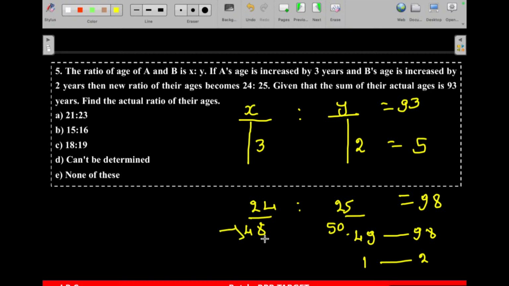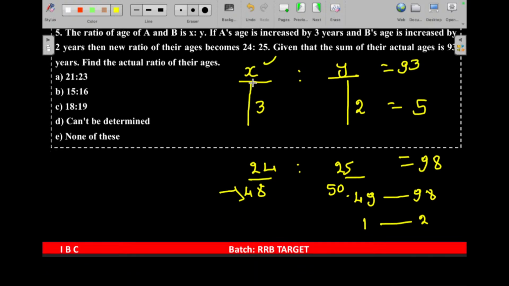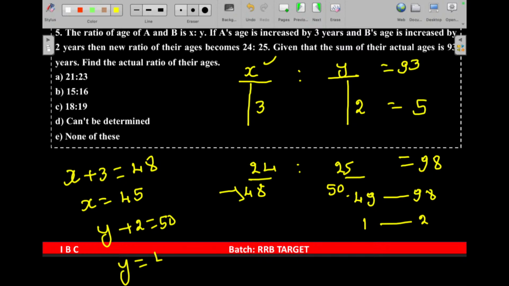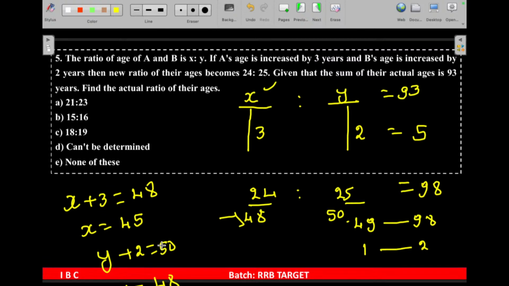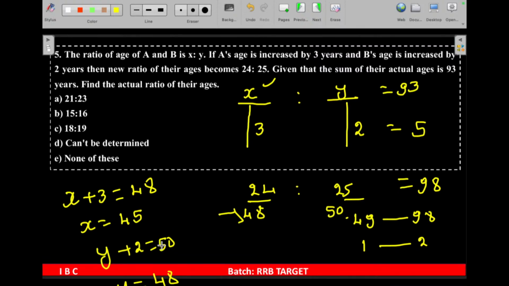Now tell me, I want the x value. X is initially, you added 3 years. Now that person's age is 48, which means x is equal to 48 minus 3, which is 45. Then the same thing, y is, I added 2 years, now we have 50 years, which means y initially is 48. Do the 45, 48 ratio. It is a multiple of 3, you can cancel with 3. That will be your answer. Easily. Same question as it is, nothing is changed. Only the question pattern they change.